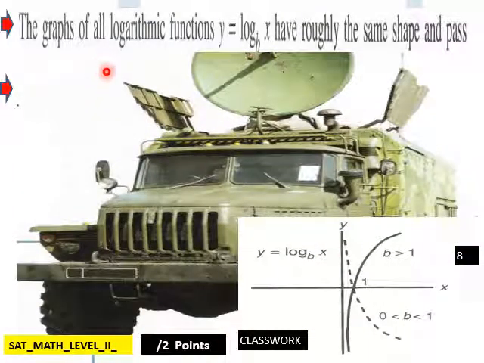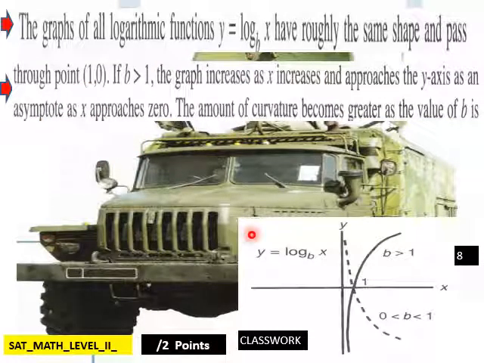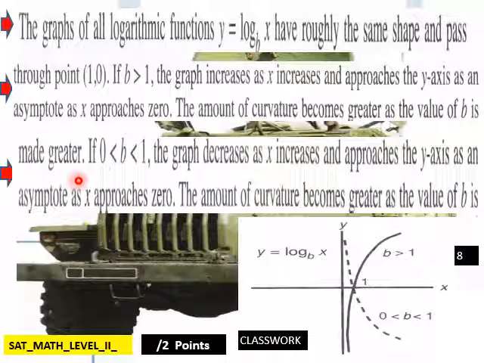The graphs of all logarithmic functions, y equals log base b of x, have roughly the same shape and pass through (1, 0). So this would be an example of this here, y equals log base b of x. If b is greater than 1, it has this shape. If b is less than 1 and greater than 0, then it has this shape here. The amount of curvature becomes greater as the value of b is made greater.